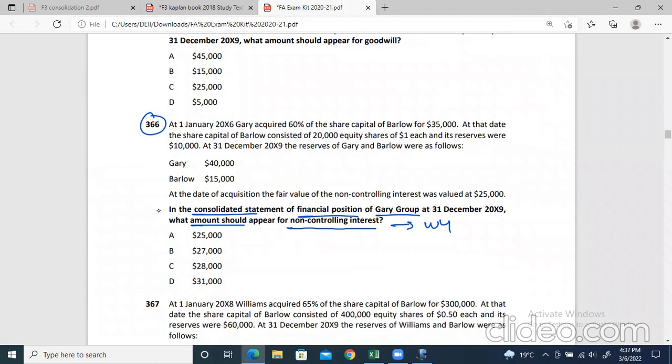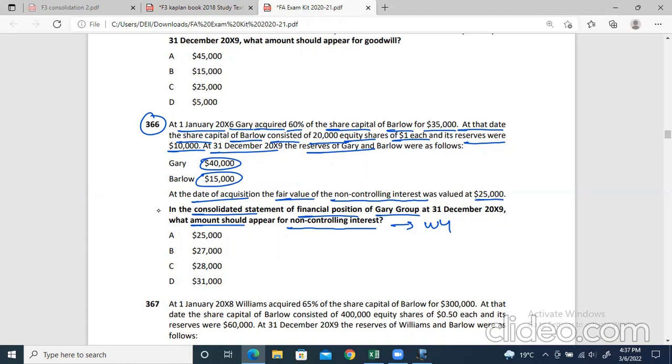Okay. Now, at 1st January 2016, Gary acquired 60% of share capital of Barlow for 35,000. This is cost of investment. So at that date, share capital of Barlow consisted of 20,000 equity shares of $1 each. Reserves were 10,000. Okay. This information is given at year end, this one, reporting date. So these were its reserves at year end, 40,000 and 15,000. Right. Now, at date of acquisition, the fair value of NCI, the fair value of non-controlling interest, was 25,000.